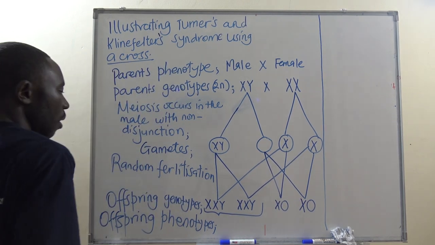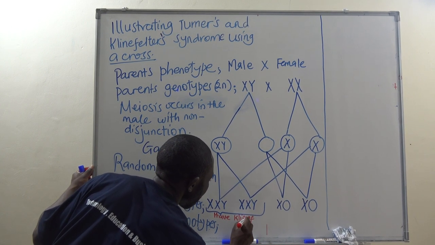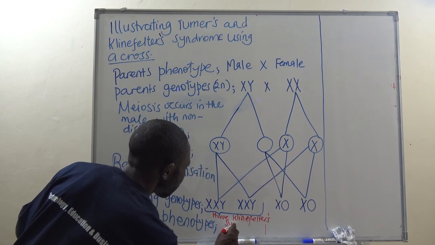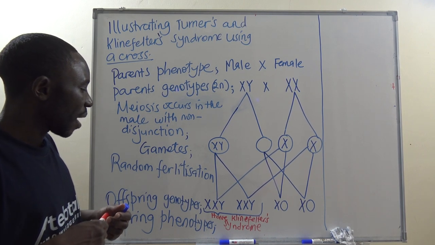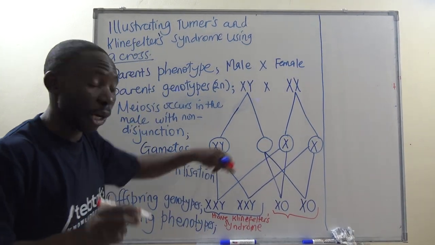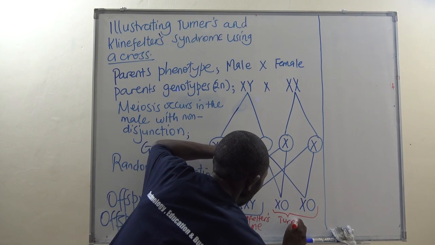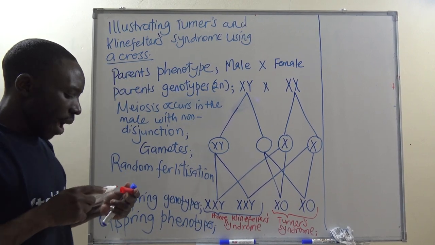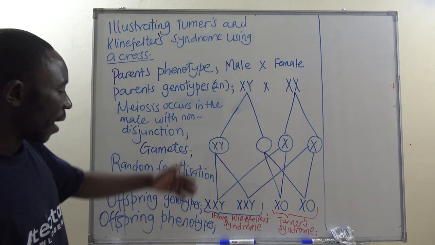So these individuals here, the boys, have what we call Klinefelter's syndrome. Those are feminine males, so they will possess all the characteristics that I outlined previously. Now, these two who are the baby girls are missing an X chromosome, so they have a condition called Turner's syndrome.